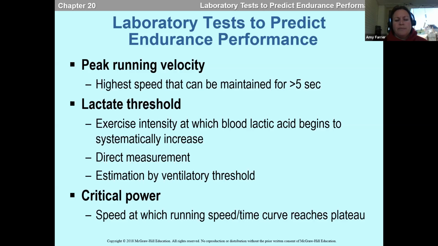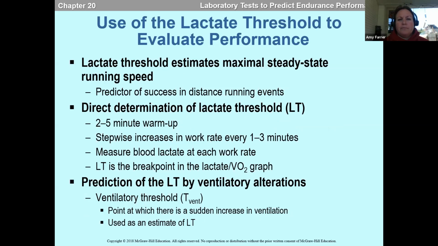Critical power is going to be the speed at which the running speed-time curve reaches a plateau, which it can't go any faster and maintain our time, okay? It's going to level out at some point, and that is going to be our critical power. So what do we use lactate threshold for? Can we estimate our maximum steady state running speed so we can look at overall and predict performance and success in a running event?